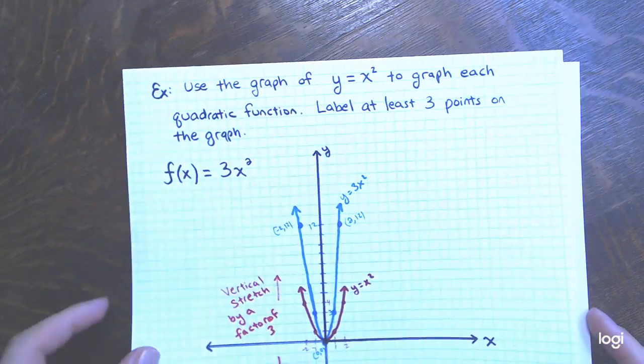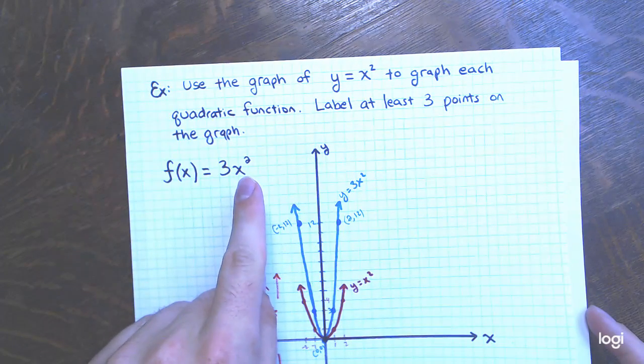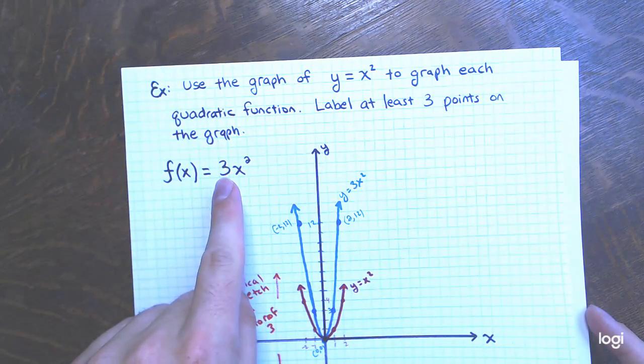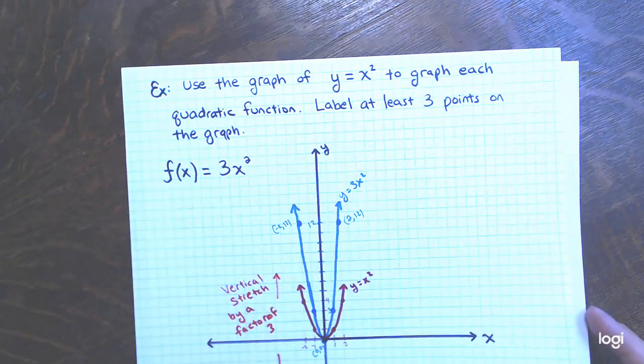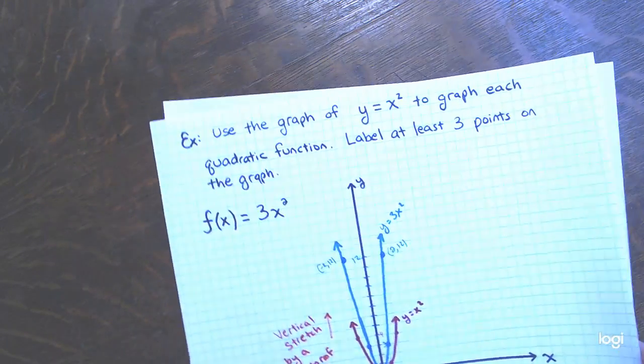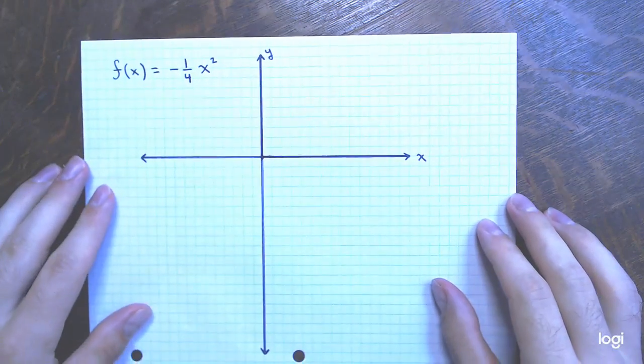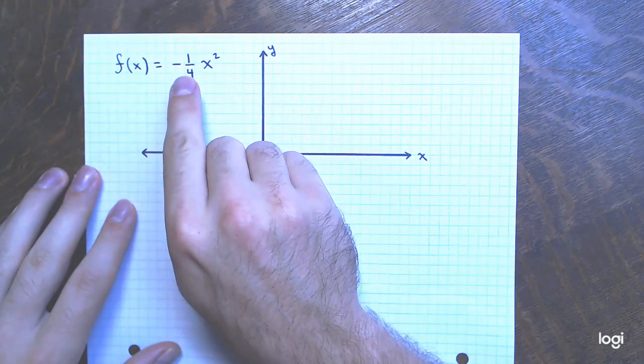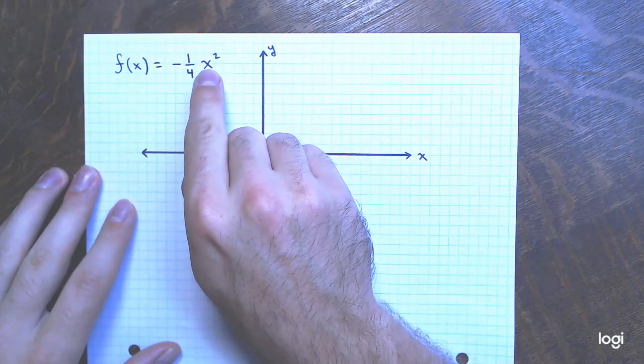All right, so my next example. In this first one I took y equals x squared, took the rule for x squared and multiplied it by a positive number, and we saw this vertical stretch, and it was a positive number bigger than 1. For the next example, I'm going to be graphing this: f of x equals negative 1/4 times x squared.